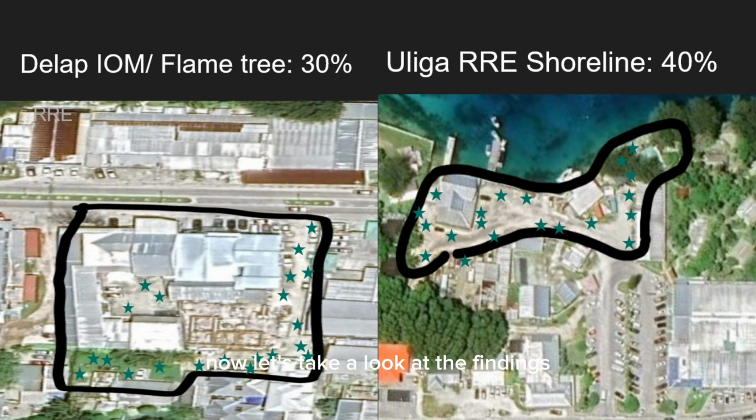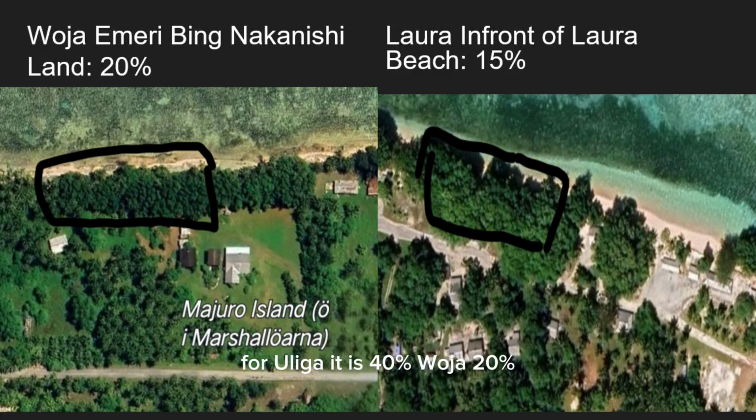Now, let's take a look at the findings regarding the microplastic percentage that I obtained from the soil samples. After conducting a thorough analysis of the collected samples, it was determined that if any of the samples contained microplastics, it would be considered 5% of the total. The microplastic presence in Delap is at a level of 30%. For Wojja, it is 40%, Wojja, 20%, and as for Lora, 15%.